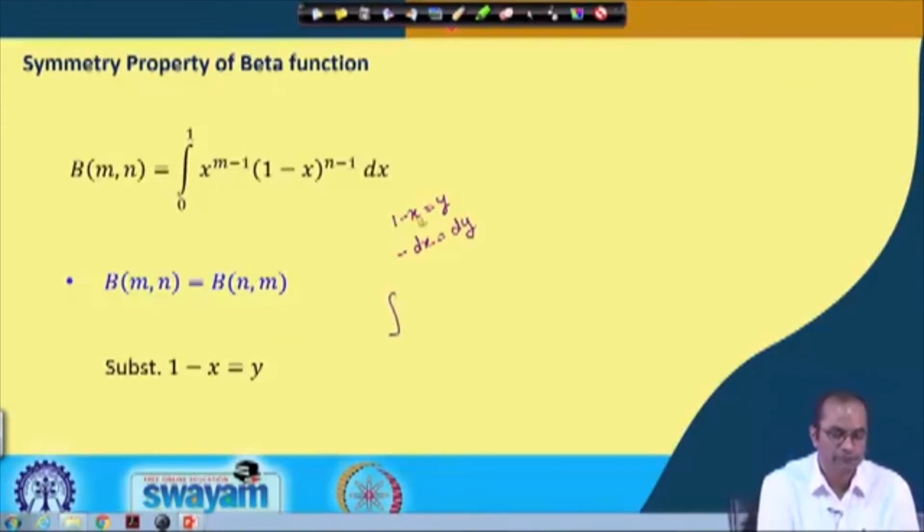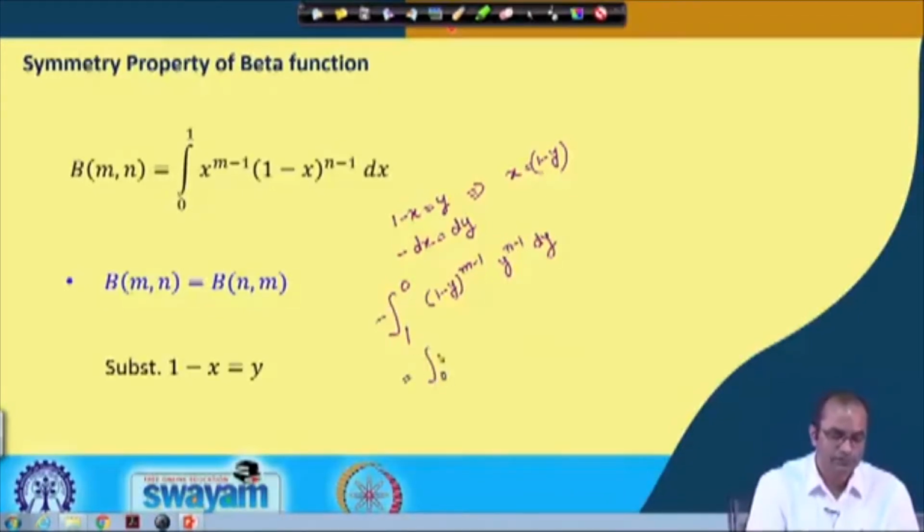Then when x is 0, y is 1, and when x is 1, y is 0. Now x becomes 1 minus y, so x^(m-1) becomes (1-y)^(m-1), and 1 minus x is y, so we get y^(n-1), and dx becomes dy with a negative sign. So, this we can revert now: the integral from 0 to 1 of y^(n-1) (1-y)^(m-1) dy.